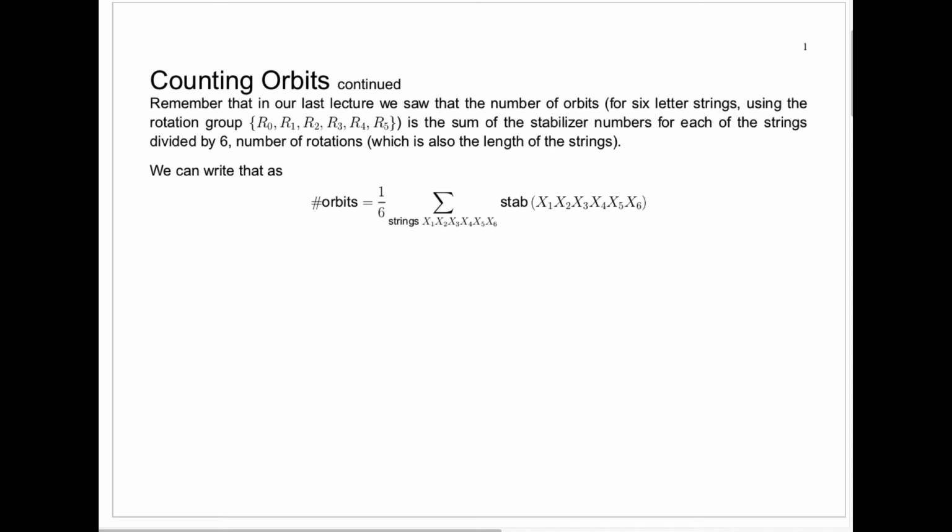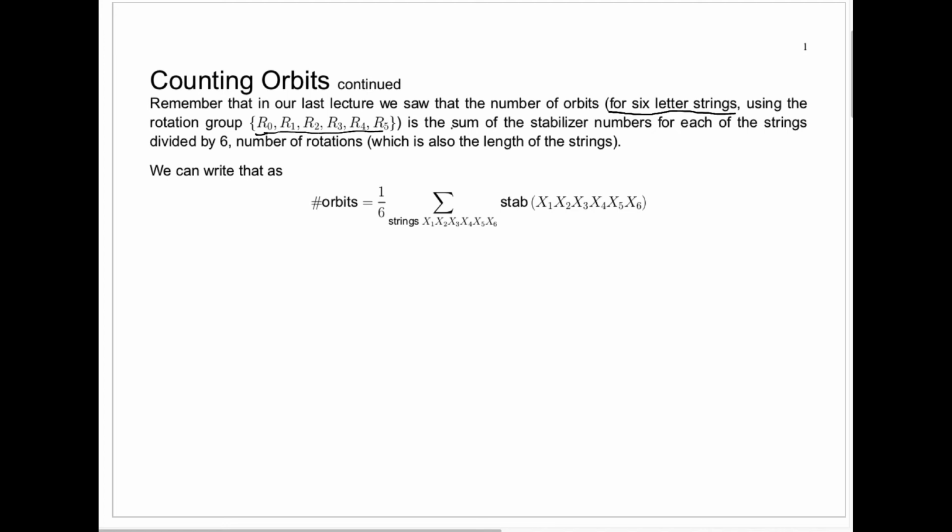In today's talk, we're going to continue what we've been doing in the last few talks and learn how to count orbits in a more efficient way. Remember, in our last lecture, we're looking at the set of 6-letter strings, and the action under the rotation group, which contains 6 elements, R0, R1, R2, R3, R4, and R5. That's rotation by either 0 units, 1 unit, through 5 units.